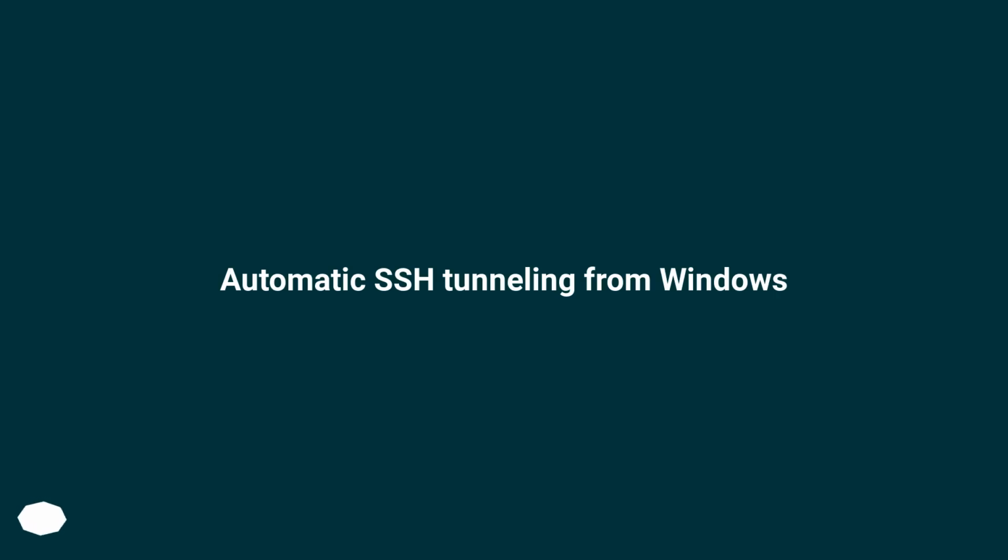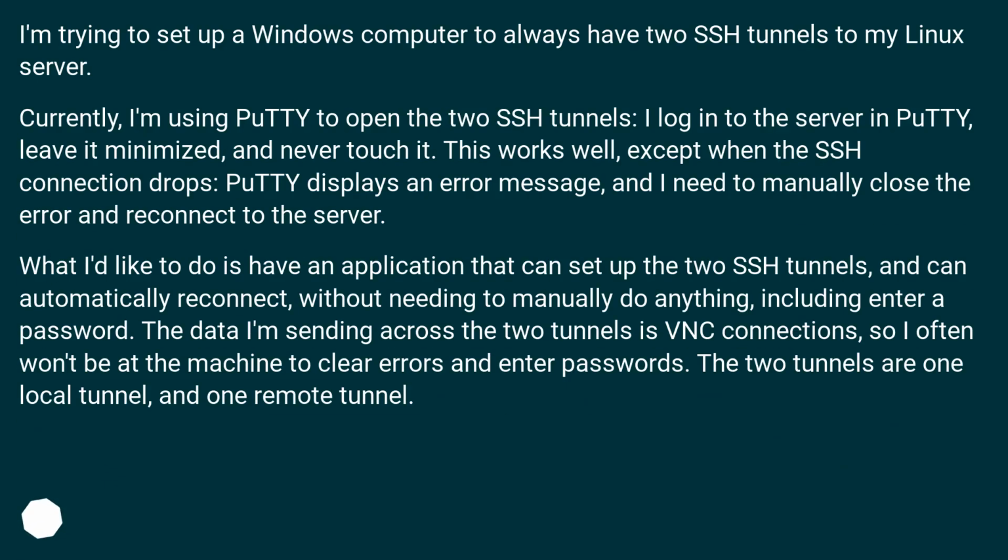Automatic SSH tunneling from Windows. I'm trying to set up a Windows computer to always have 2 SSH tunnels to my Linux server. Currently, I'm using PuTTY to open the 2 SSH tunnels. I log in to the server in PuTTY, leave it minimized, and never touch it.